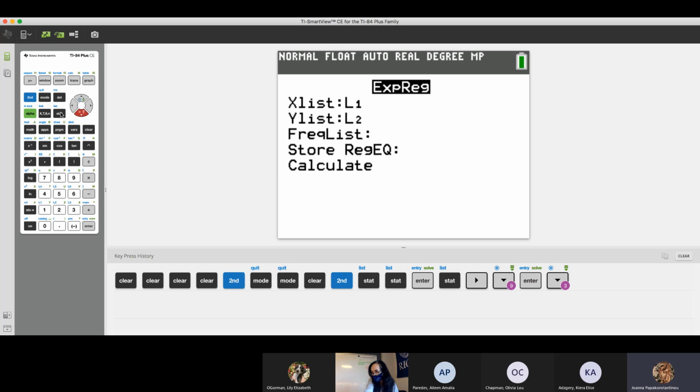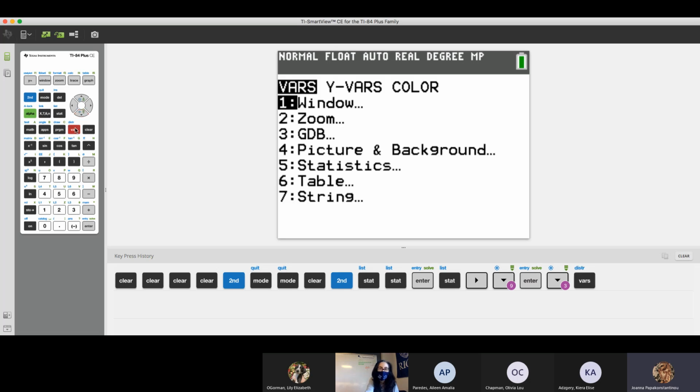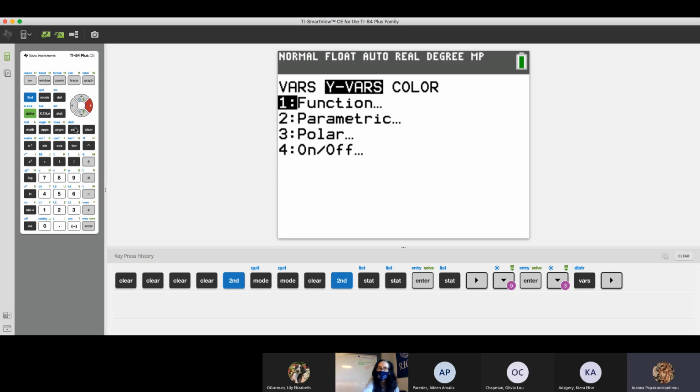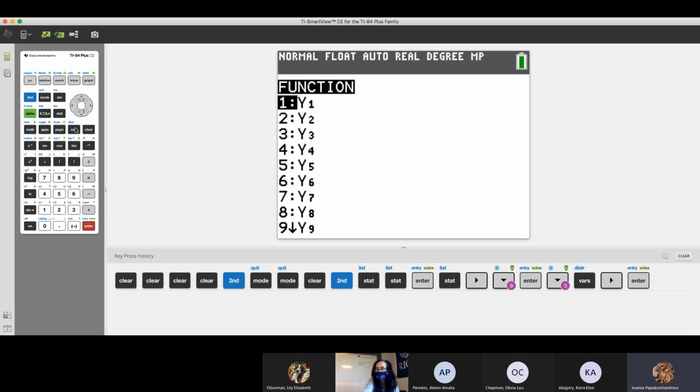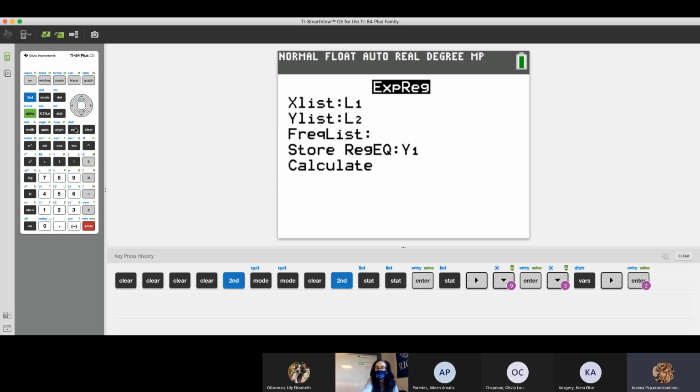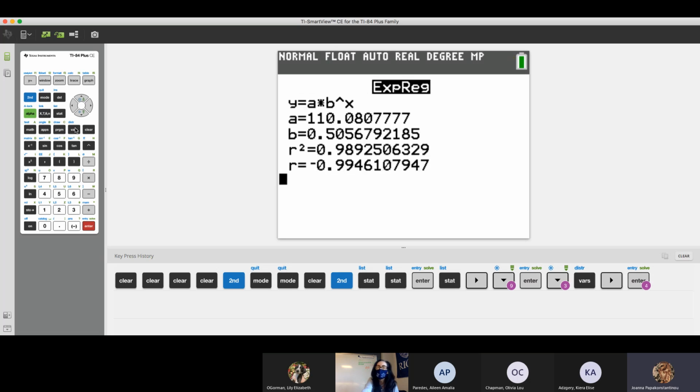Can we store the regression equation? How? Vars. Y vars, because it's a function. Hit function, there it is. I'm going to put it in the first one. And then it's going to calculate the exponential equation that best fits this data. So what is it giving you? It is giving you y equals a times b to the x.